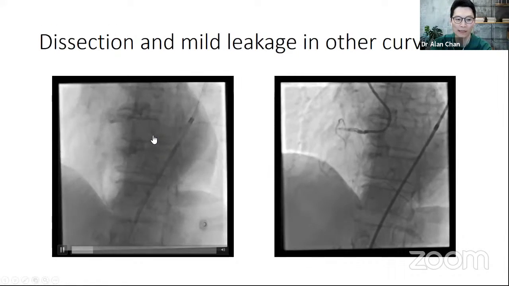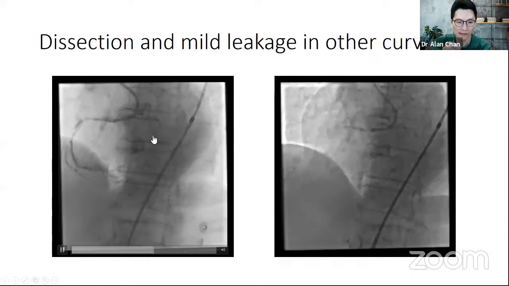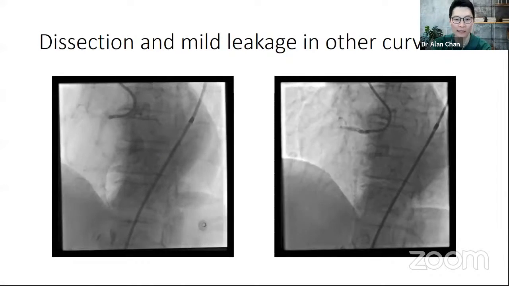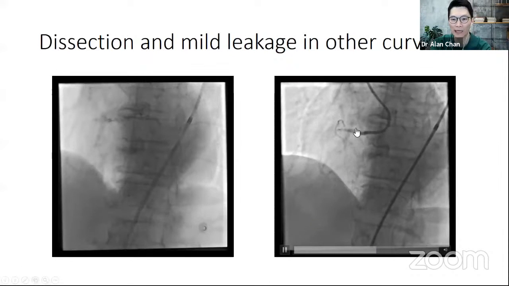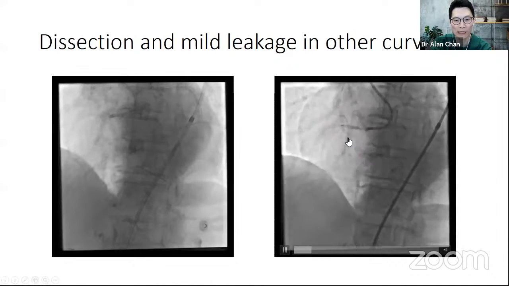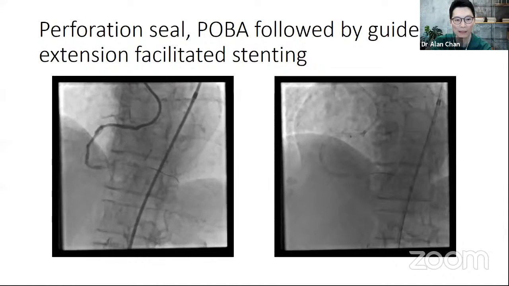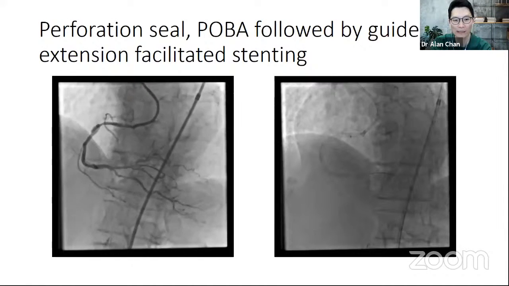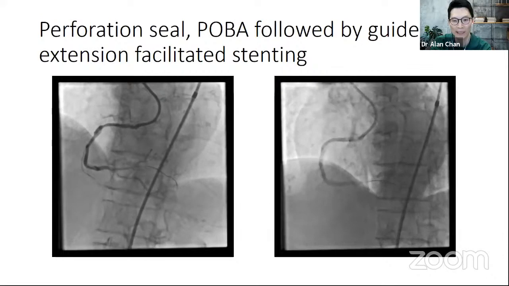Despite a low speed, if the burr can't really go and keeps on abrading a single segment, it will result in these kinds of dissection and perforation. Luckily, we were able to tackle this complication by simple balloon tamponade, and then the perforation got sealed, and then we could put in an overlapping stent.